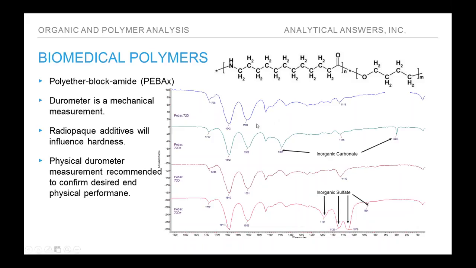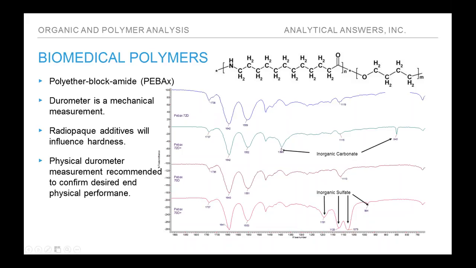Anything you add to the polymer will change its overall bulk hardness. A lot of PEBAX polymers, too, will have some inorganic fillers in there, sometimes for adding extra strength, sometimes for radiopacity. A couple of common radiopacifiers here: inorganic carbonate, most likely a bismuth subcarbonate. Also, we can see classic absorption patterns here from an inorganic sulfate, most likely barium sulfate, another common radiopacifier.